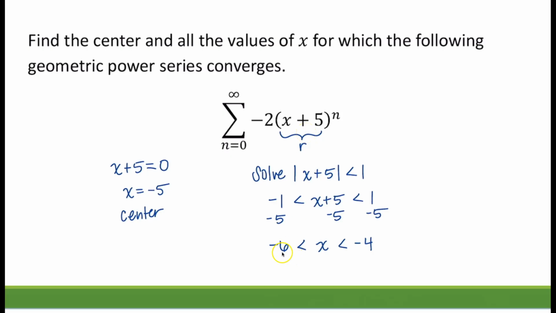So this is the set of all x values for which this geometric power series converges: all the values between -6 and -4. Not including -6, because this is just less than, and not including -4, because again, this is just less than, not equal to. And I want us to notice that the number right in the middle, the center of this interval, is -5. We can leave this interval in inequality notation, or if we write it in interval notation, it's all x values in the interval from -6 to -4 with parentheses, because we're not including the endpoints.